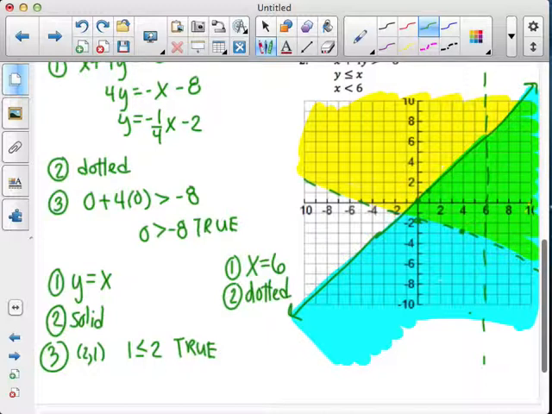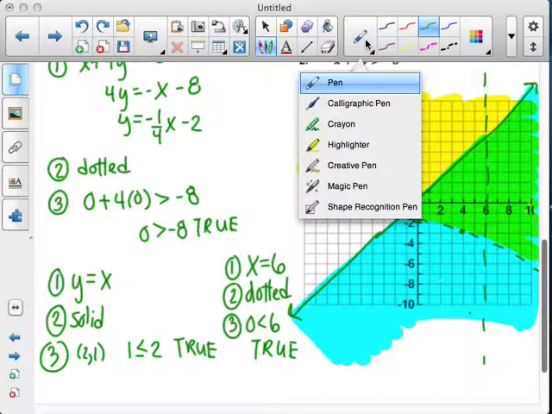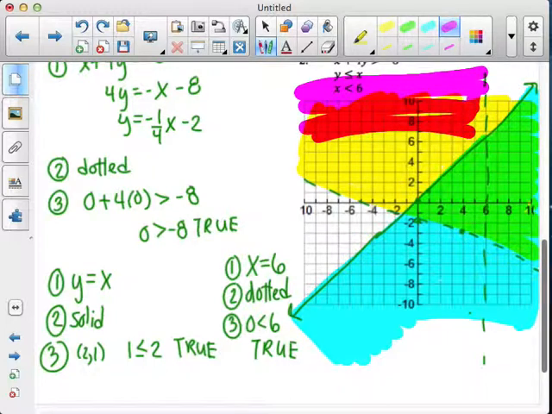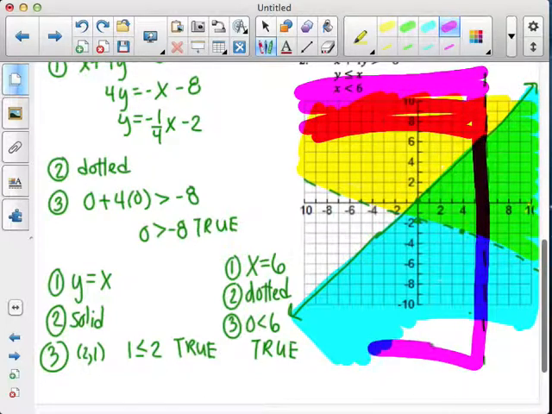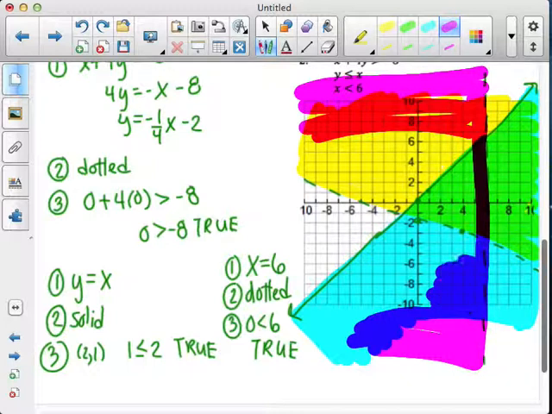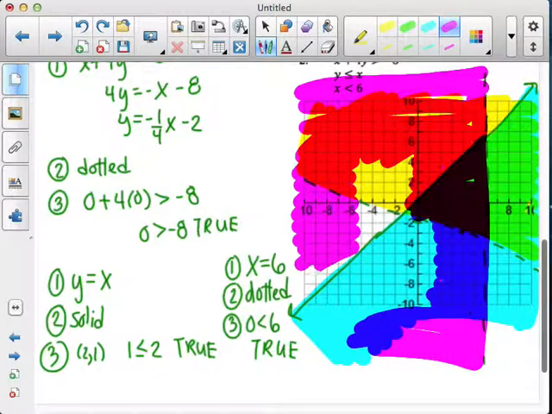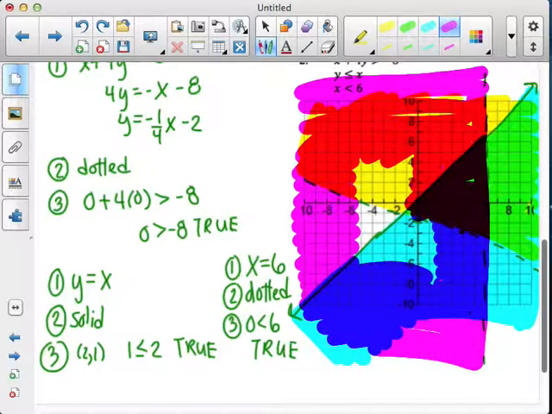I automatically know that all the points where the x values are less than 6 are those points to the left. I could still plug in a test point if I wanted to use 0, 0. It would be 0 is less than 6, which is true. So I shade the side with the test point. So I'm going to shade everything to the left here. I'm going to make it pink. And it starts to get a little bit confusing because of all the colors on here. So everything to the left I've shaded pink.